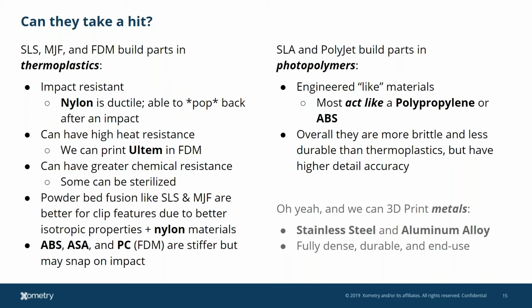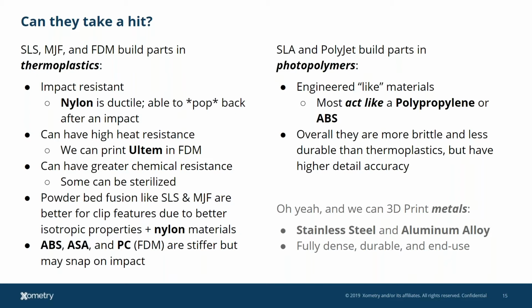So SLS, Multi Jet Fusion, and FDM build parts in thermoplastics. One of the main characteristics is it's much more impact resistant than a photopolymer. In fact, usually when someone's asking me for something that's impact resistant, I'm going to bring you towards nylon. It's a very popular material for 3D printing, but it's also highly resilient to drops. Say you accidentally drop it and it falls between a car door or something. It's not going to snap on you. It usually pops back into shape.